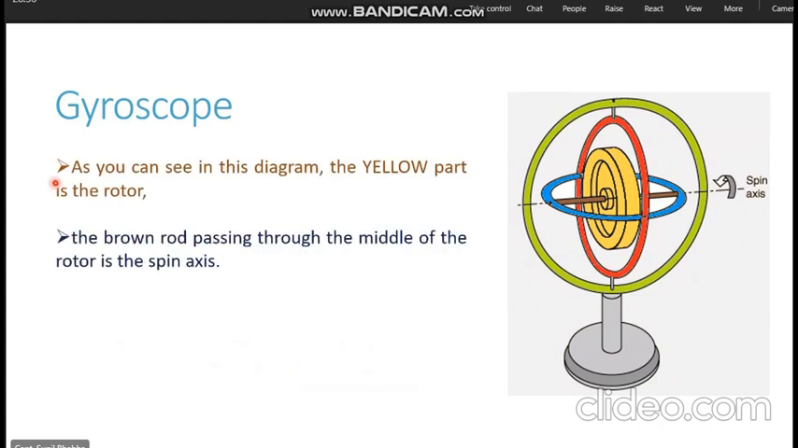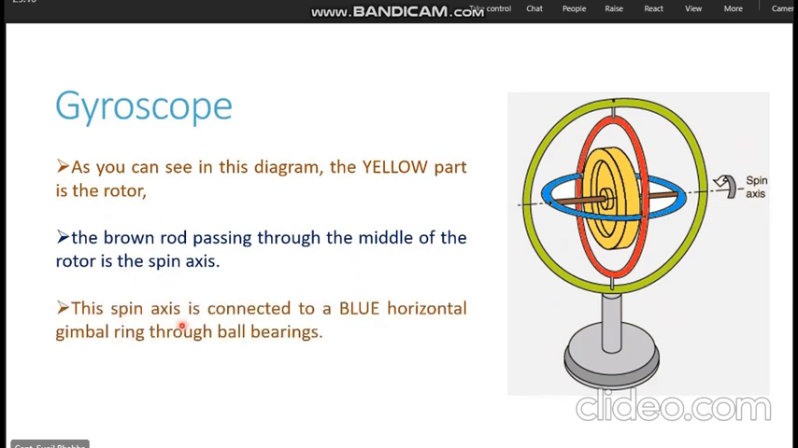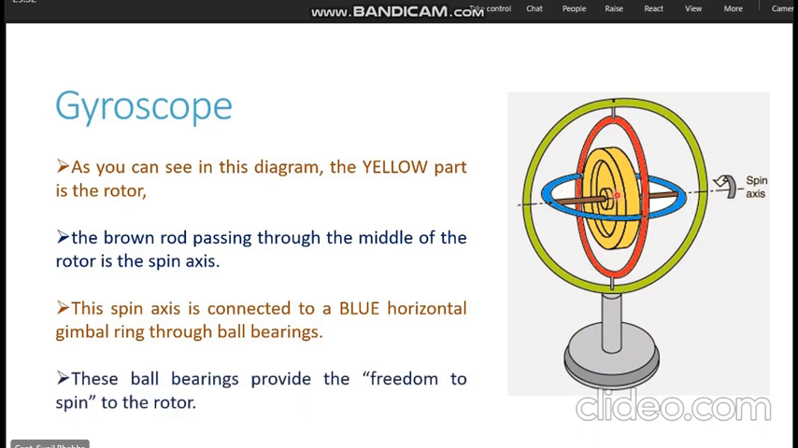So exactly as we discussed, as you can see in this diagram, the yellow part is the rotor. The brown rod, which is passing through the center of mass, the center of gravity of the rotor, is the spin axis. And this brown rod or spin axis is connected to the blue horizontal gimbal ring by way of ball bearings. You have a ball bearing fitted at both ends, this end here shown by the laser pointer and the second end here shown by the laser pointer. These ball bearings provide the freedom to the rotor to spin anti-clockwise or clockwise.